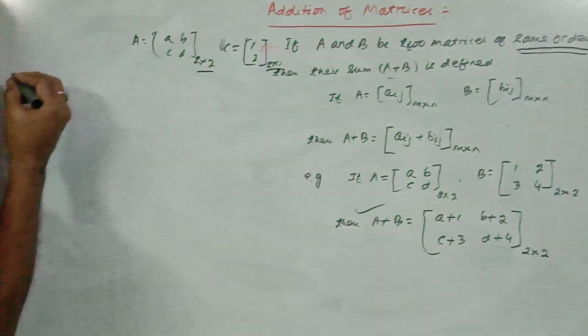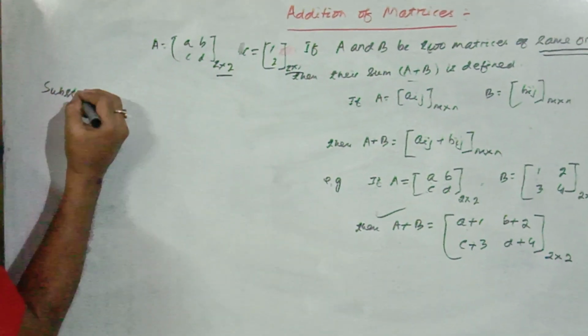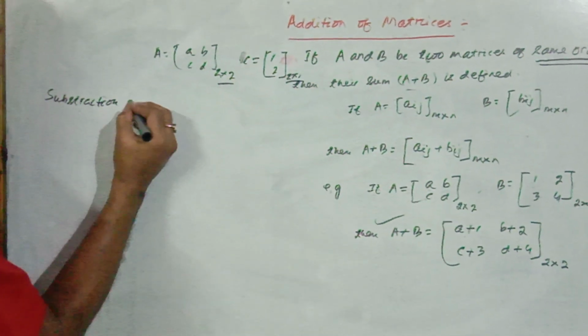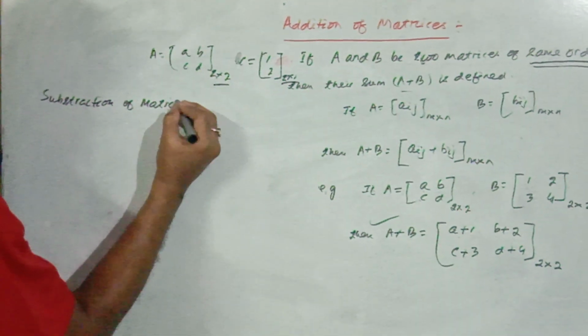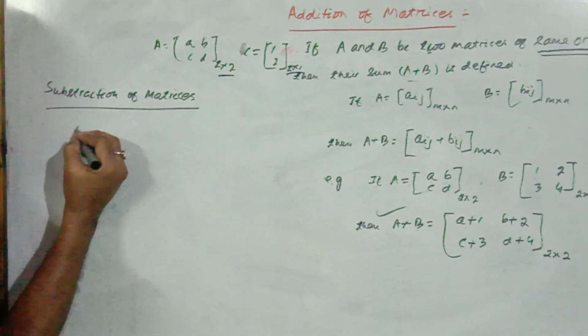Now next, subtraction of matrices. Similarly, we can define A minus B.